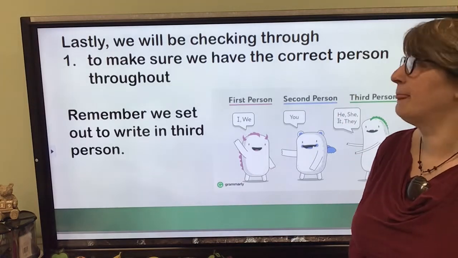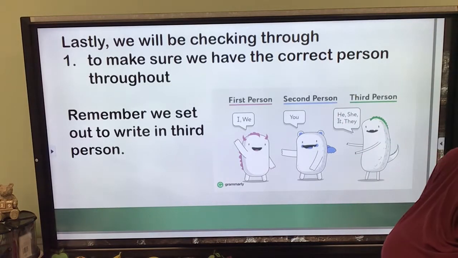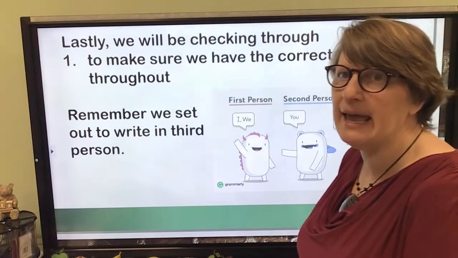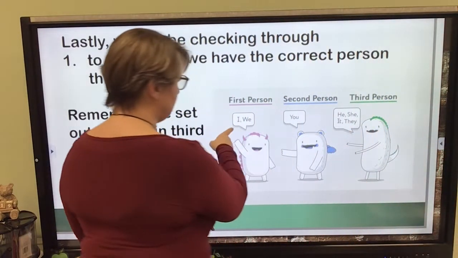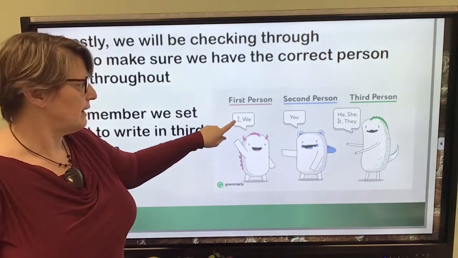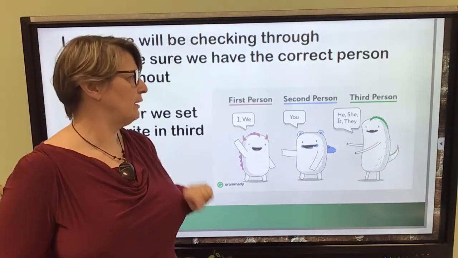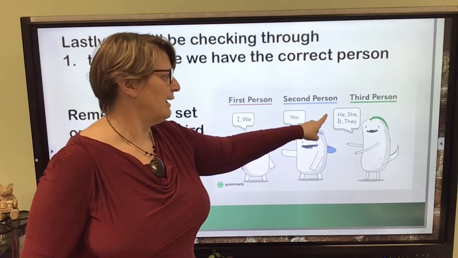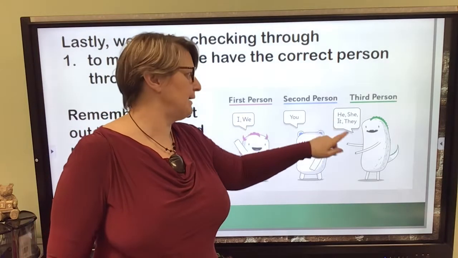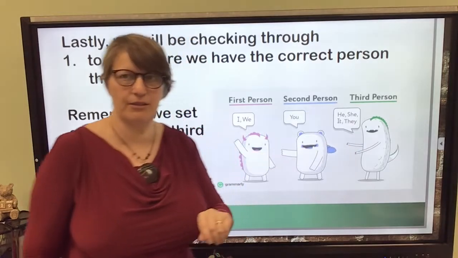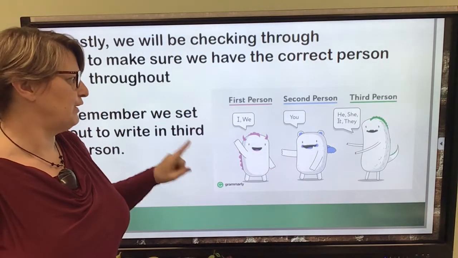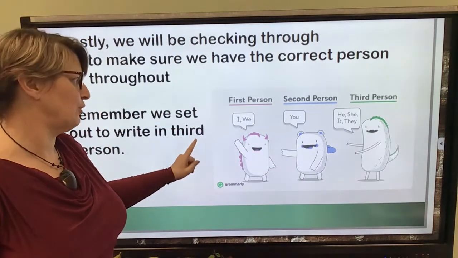So, starting with the correct person. We said this time we were going to be writing in the third person. So, first person, I and we. Second person, you. And the third person, where somebody else is reporting on what's happening. So we're going to use words like he, she, it, and they. Hopefully you've remembered that when you wrote yesterday, but you can check in a moment.